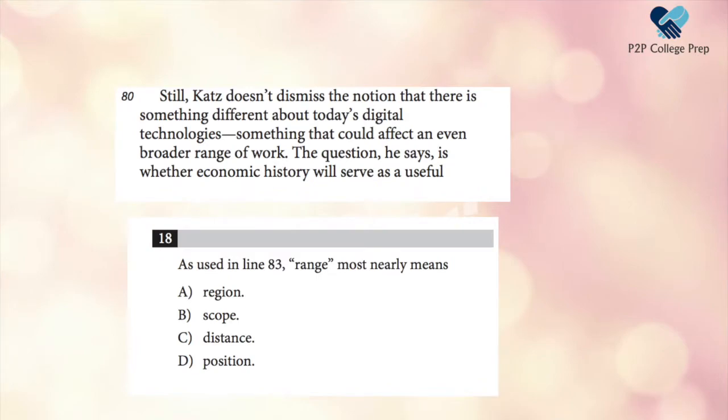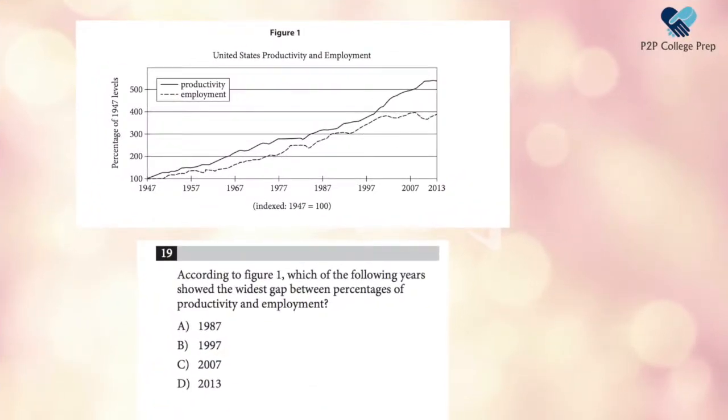18 says, as used in line 83, range most nearly means, so let's take a look: something that could affect an even broader range of work. So in this case, I feel like range means span or extent. So let's look at the answer options and see which best matches span or extent. In this case, it would be scope, which is B. So 18 is B.